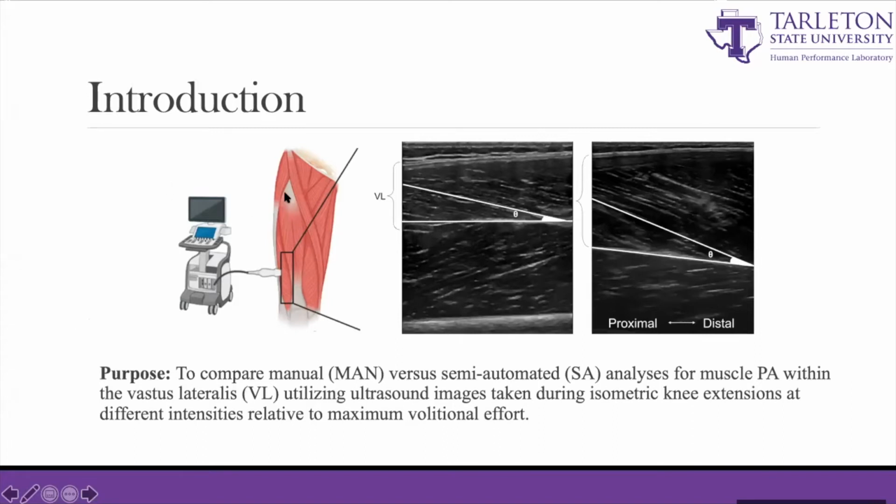So we used the ultrasound to take images of the vastus lateralis as seen here. On the left, we have a resting image, and on the right, we have a contracted image where you can see that the pronation angle changes drastically based on what kind of contraction the patient is performing.